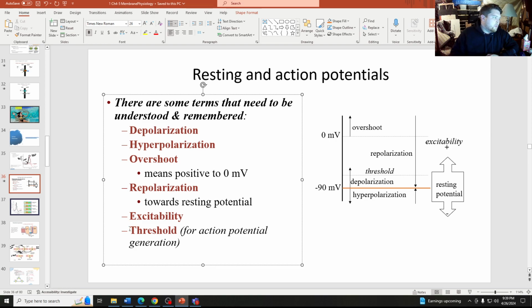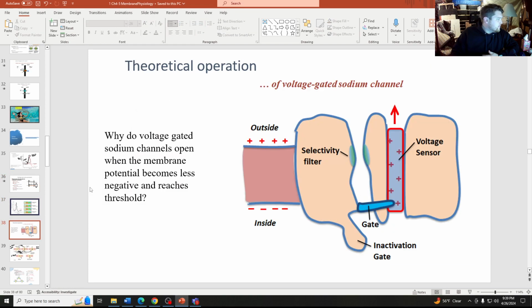Last one, probably one of the most important, is threshold. The threshold is a specific value for these different cells required for an action potential to happen.